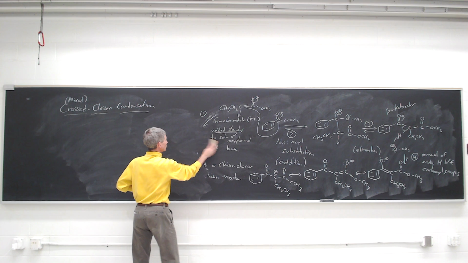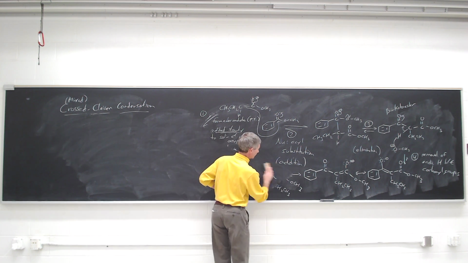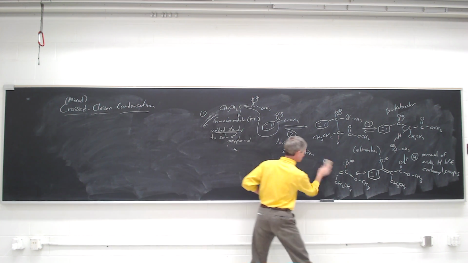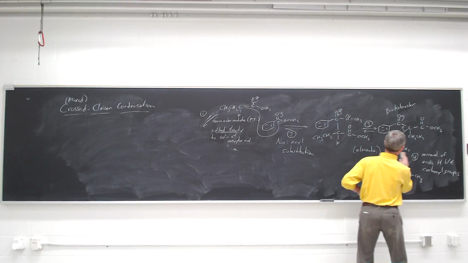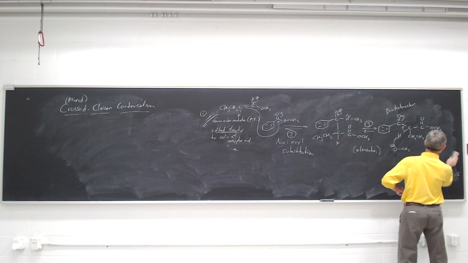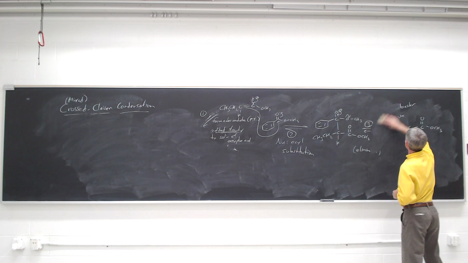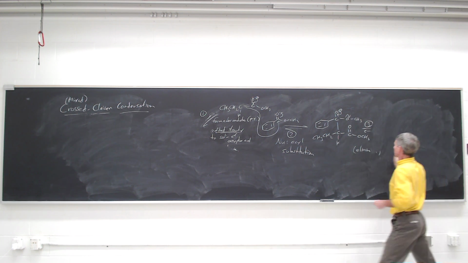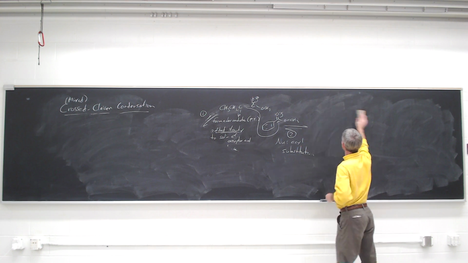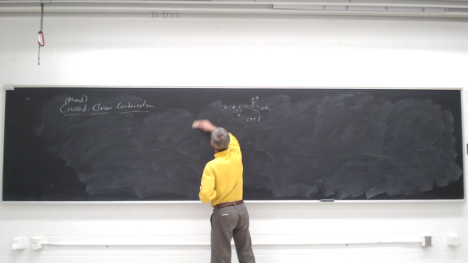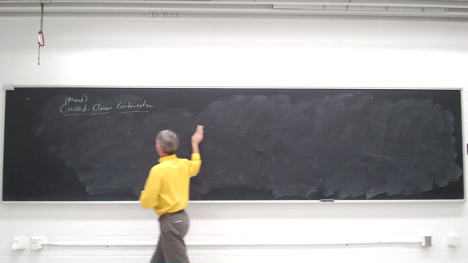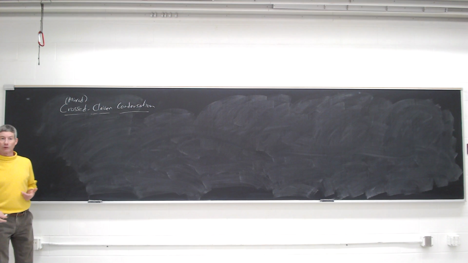So if you really wanted to be technical about this, we should include step 5, which is protonation of the enolate with mild acid, and that mild acid is often something like 1 molar HCl.